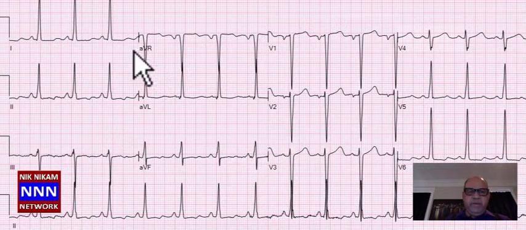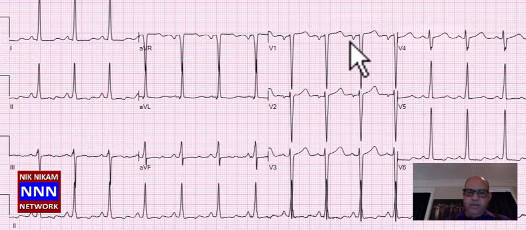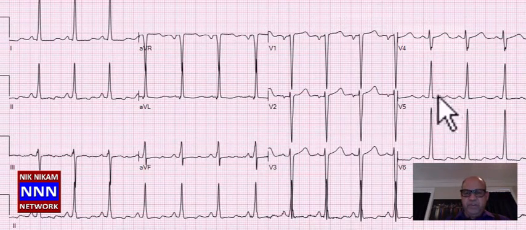So we have significant voltage criteria for left ventricular hypertrophy. We have left atrial enlargement, we have non-specific STT changes, or STT changes suggestive of subendocardial ischemia. So there is enough evidence for left ventricular hypertrophy, but there's not any evidence for a clear-cut infarction, even though there are negative deflections in the anterior leads, and they may be related to left ventricular hypertrophy.